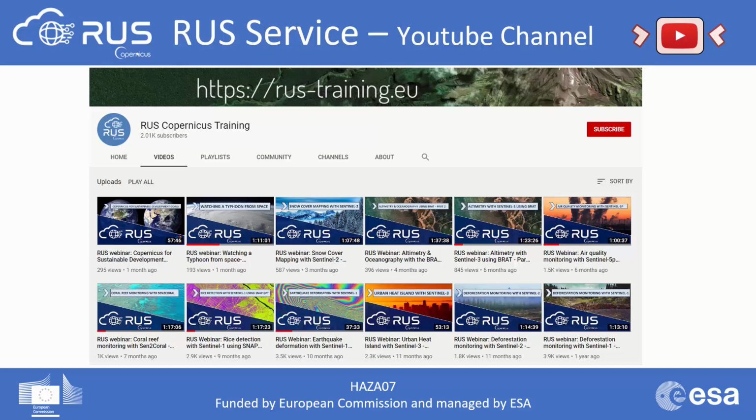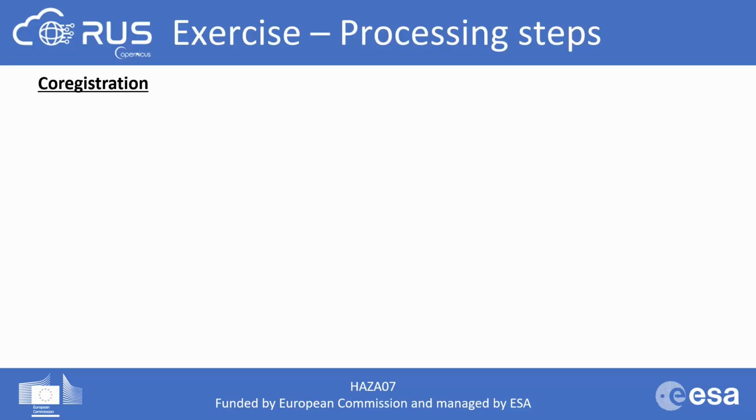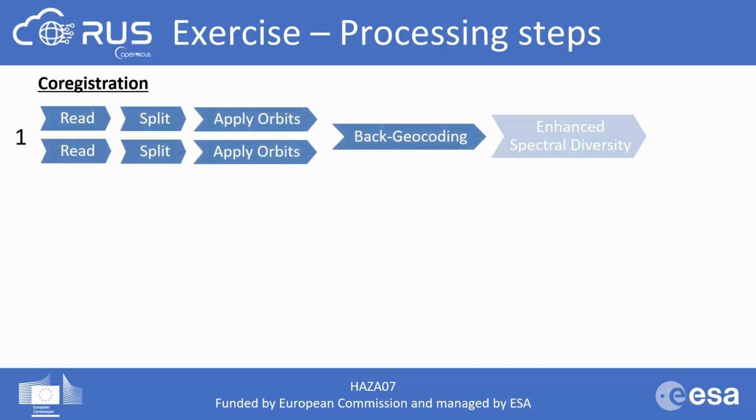Now, let me show you quickly all the processing steps we will perform in the exercise. First of all, we need to co-register the two products that we will use, the two Sentinel-1 images. So what we will do is we will use a processor that is reading both of them. Then it is splitting them because we need to select in which subswath and in which burst our area belongs to, because we cannot process all of them at the same time and we don't need to. Then we will apply the orbits, and with this step we will have accurate satellite position and velocity information, and then we will co-register with the back geocoding and enhanced spectral diversity operators.